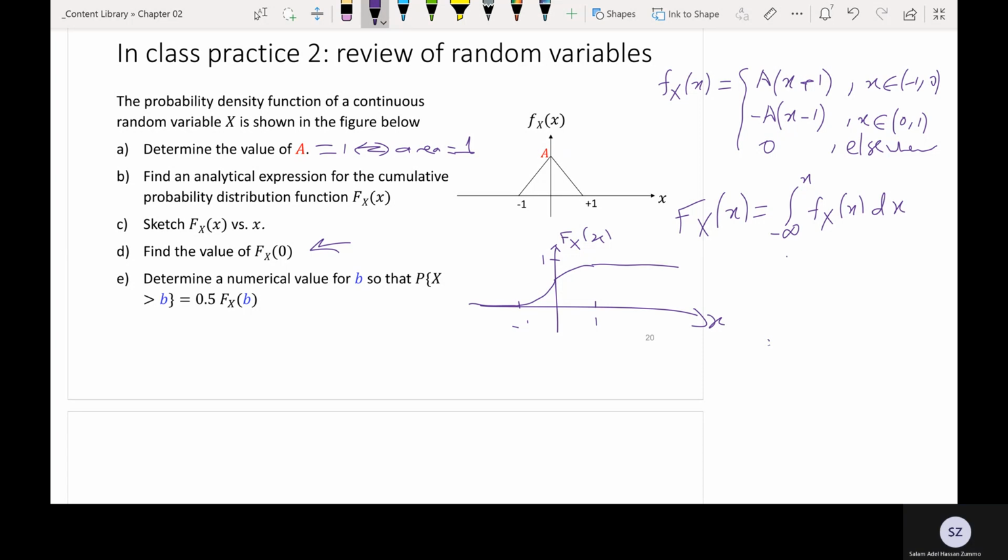One way is to look at this and just plug in 0. Find the value at 0, and you'll find it is half. This is one way. However, this works if you can find the CDF. Suppose you are not given this one.